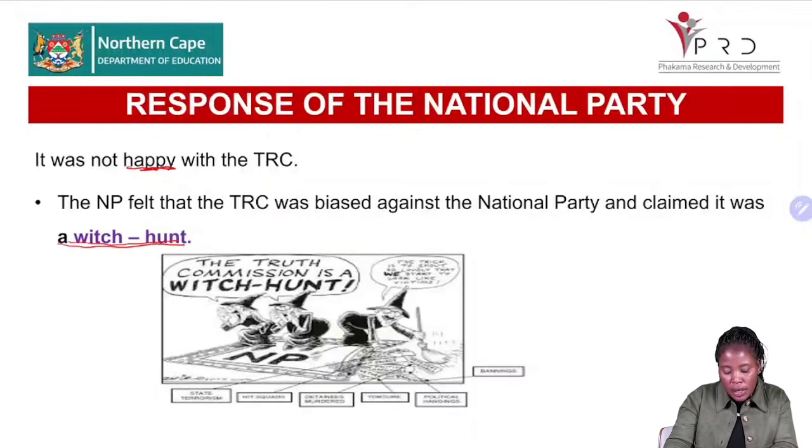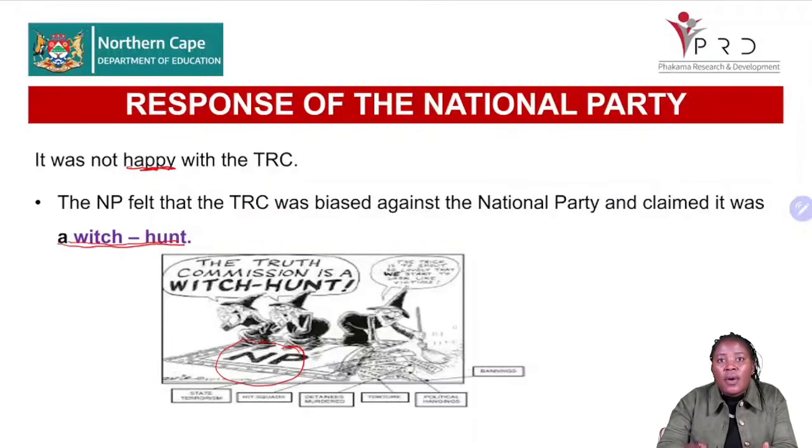Now if we look at this cartoon here, it's all about the response of the National Party towards the TRC. Now look at there, it's written the National Party. Now it says the agents of the apartheid, the members of the National Party, are talking here. One of them is saying the Truth Commission is a witch hunt. Now if you look at that bag that is written the NP or the National Party, there are crimes that were committed by the National Party, and one of them is trying to hide them by pushing them inside the bag.